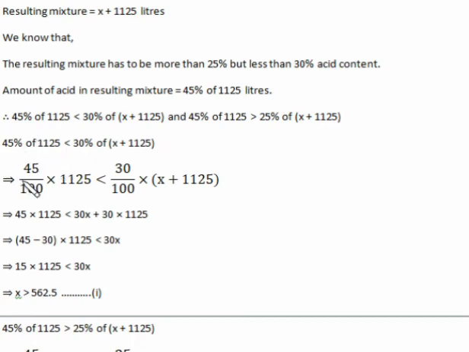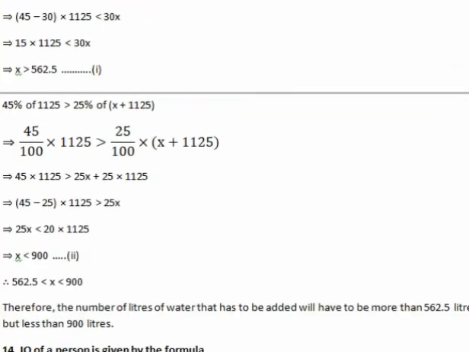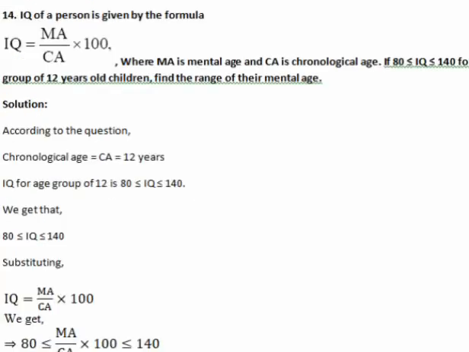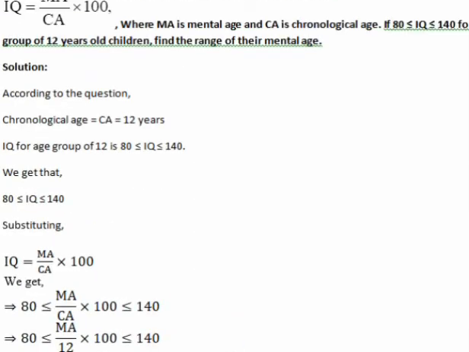Now we solve this one. We get the result like that, x is greater than 562.5, and in the next case we get x is less than 900. So we write the result: x is greater than 562.5 and less than 900. Okay students, by these things we solve the questions.